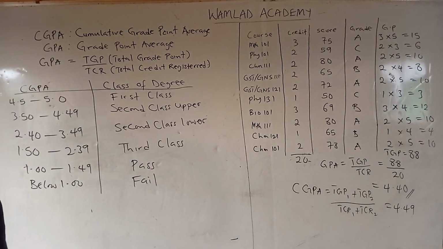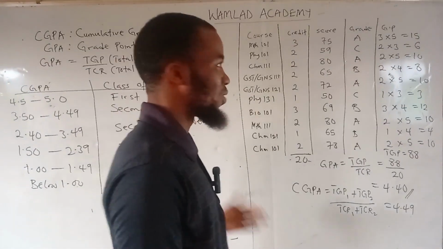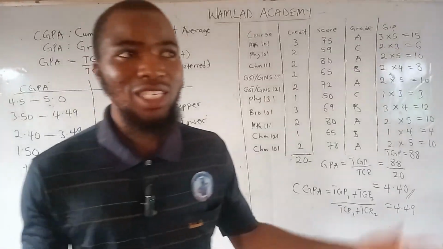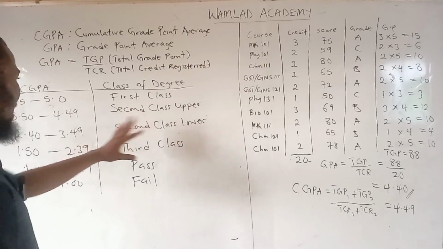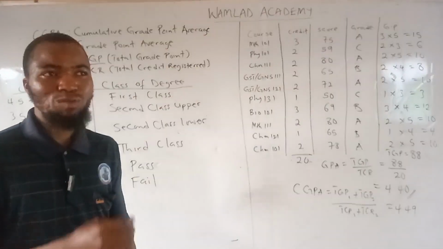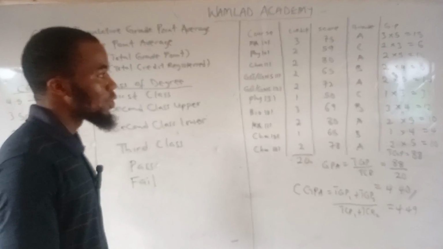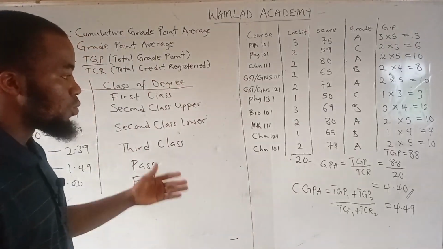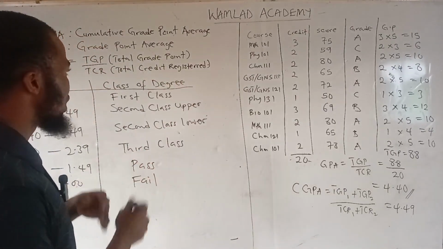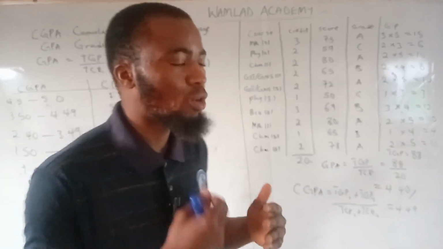So it just remains 0.01 to get to first class. I have many students who have this kind of CGPA, 4.49 or 3.49, and it just remains a small amount to get into maybe first class or the next class up. So I believe from what we did today, you'll be able to understand how CGPA works, how you can calculate your CGPA, and how you can track your performance.